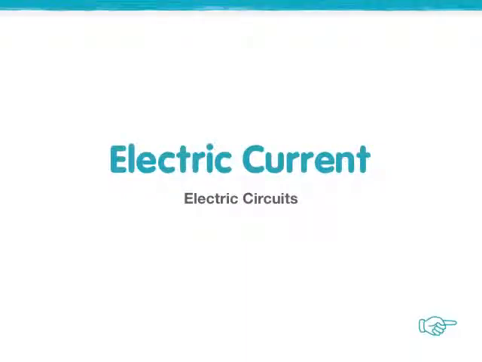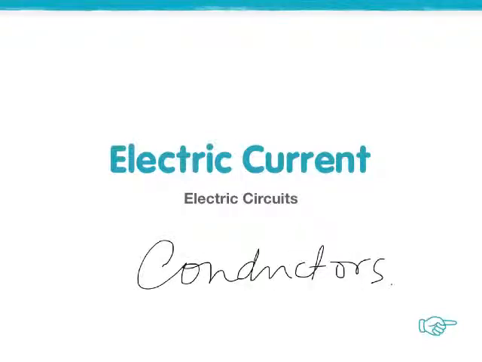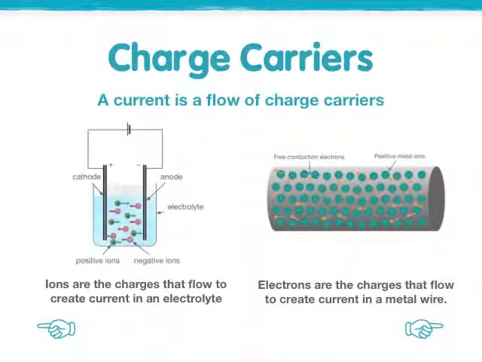So we're going to look now at conductors. And because we're dealing with conductors, we're going to be looking at the flow of electric current. A current happens when there's a flow of charge carriers. That means any charged particle.